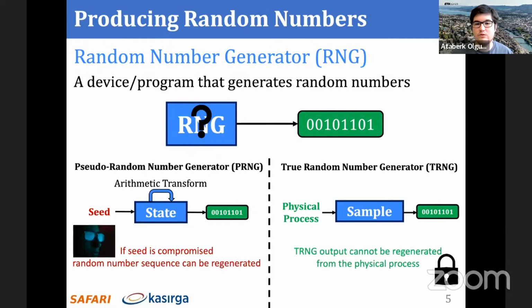Since pseudo-random number generator outputs depend on the initial seed, someone with malicious intent could fully regenerate the full stream of the random numbers by finding out the seed. However, this is not the case for a true random number generator, as it's not possible to regenerate the whole output random number bit stream by observing the physical process. So by observing the physical process, we can only expect to generate another true random number. And from a cryptographic perspective, this makes TRNGs more secure.